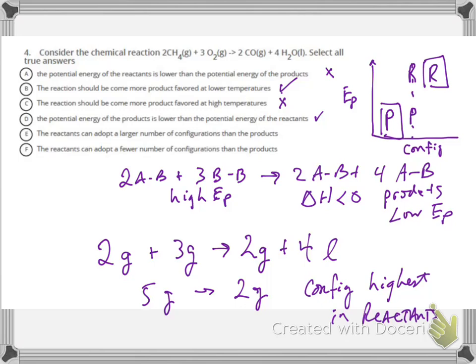Potential energy of the products is lower than the potential energy of the reactants. That's true. It's true for every exothermic reaction. And the reactants can adopt a higher number of configurations. That's true. We already did that analysis, and that means F is wrong. So we would pick the answers E, D, and B. These are the types of questions that you're going to be asked in the homework and will be on multiple choice portions of the exam coming up.